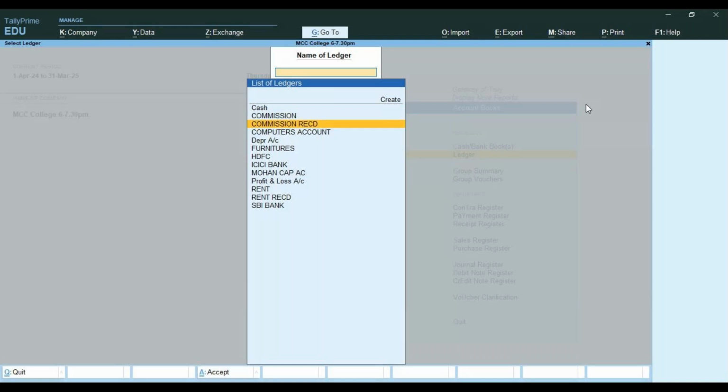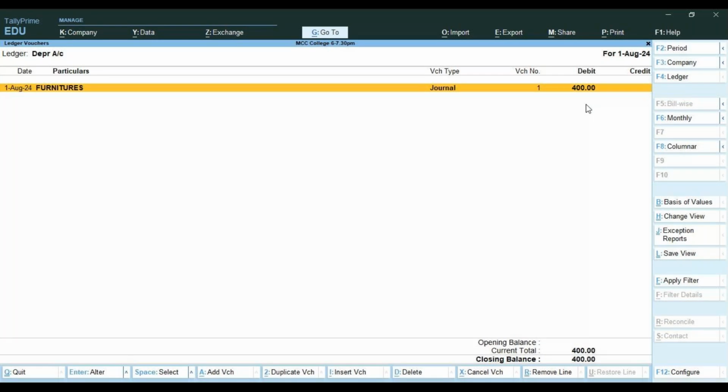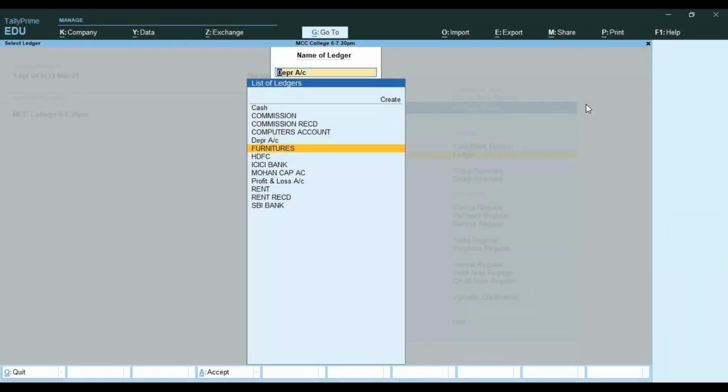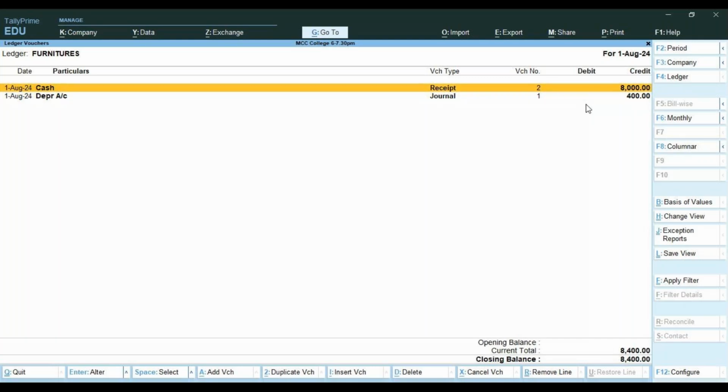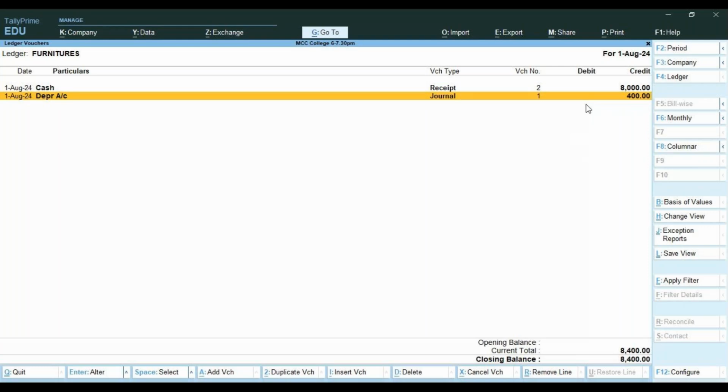So you go under the depreciation account, enter here, debit 400. Same way I go to the furniture account and see here, first we did the receipt of 8,000, then we did journal entry 400. Why is it showing 8,400? Both are credit only. So we did not receive anything. You should have this purchase furniture, no? I did not do all the vouchers, I believe.